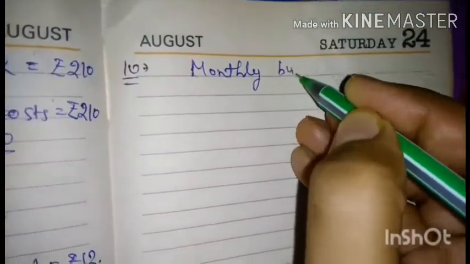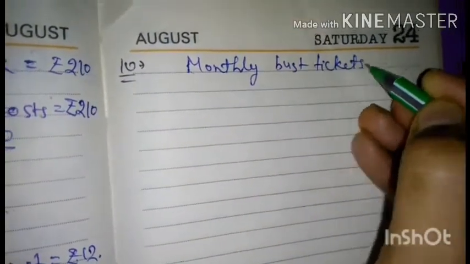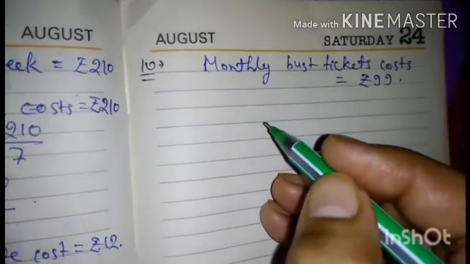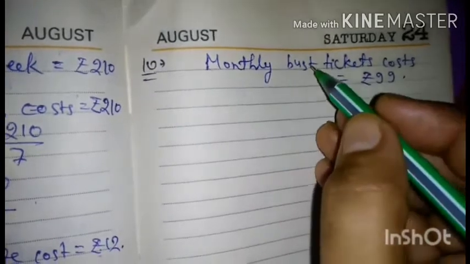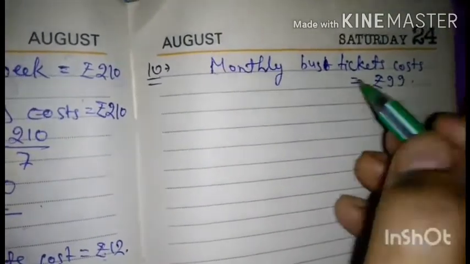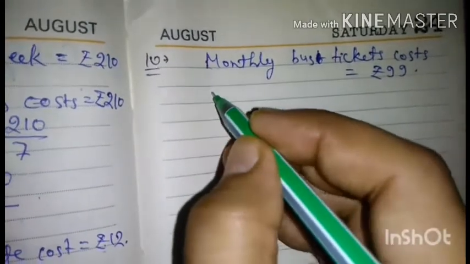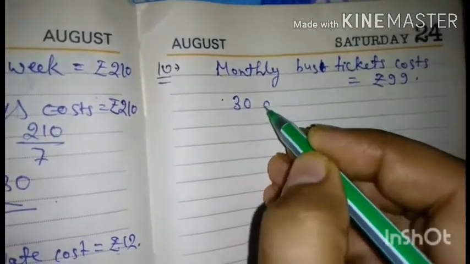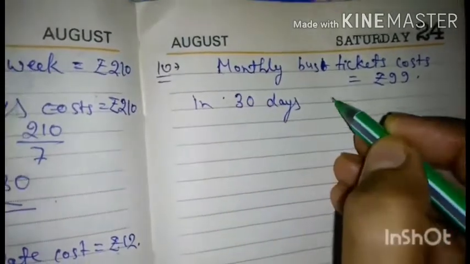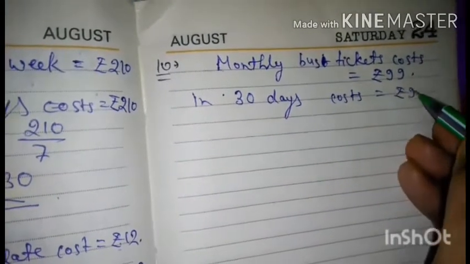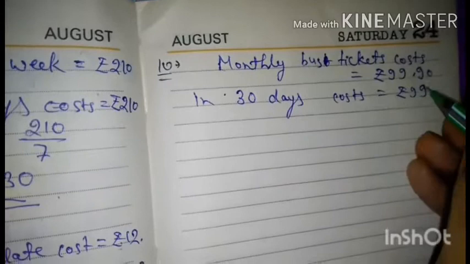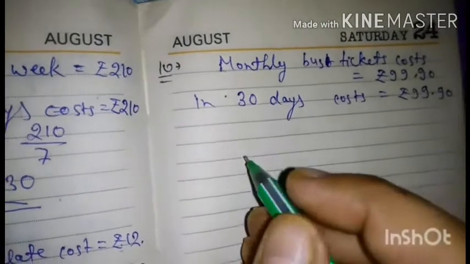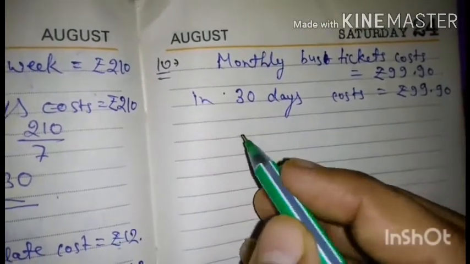Monthly bus ticket. Monthly bus ticket cost rupees 99. What is the bus fare for a day? Monthly bus ticket cost rupees 99. So in 1 month, how many days? In 1 month, we have 30 days. Okay. In 30 days, the cost of the ticket is rupees 99.90. Okay, sorry, it's 99.90. So here 99.90 rupees for a monthly bus ticket, so what is the bus fare for a day.